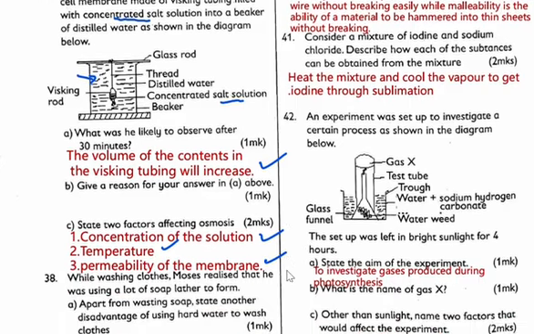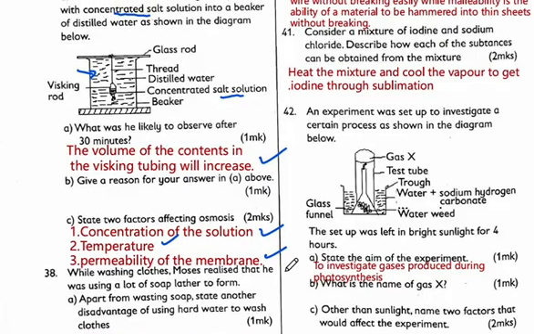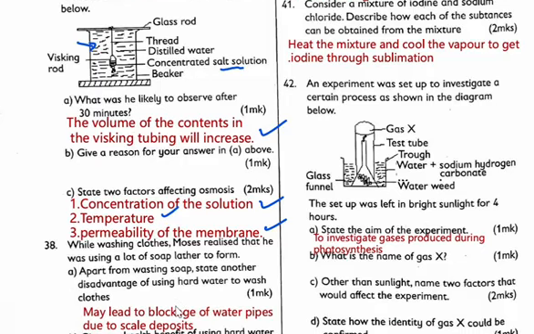Let's go to question number 38. While washing clothes, Moses realized that he was using a lot of soap for lather to form. Apart from wasting soap, state another disadvantage of using hard water to wash clothes. You know that hard water contains magnesium and calcium ions. So we have so many disadvantages. For example, it may lead to blockage of water pipes due to scale deposits.